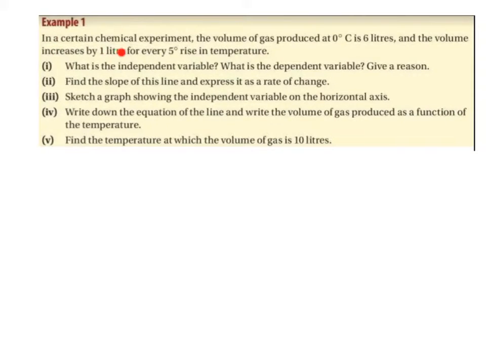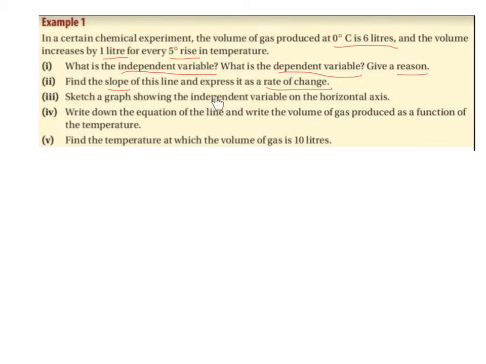In a certain chemical experiment, the volume of gas produced at 0 degrees Celsius is 6 litres. The volume increases by 1 litre for every 5 degrees rise in temperature. So what is the independent variable? What is the dependent variable? And give a reason. Find the slope of this line and express it as a rate of change.